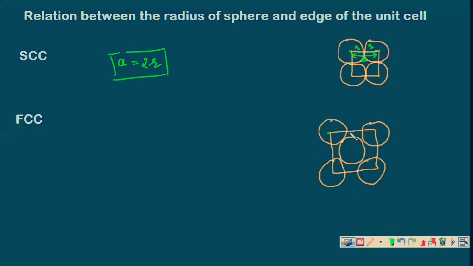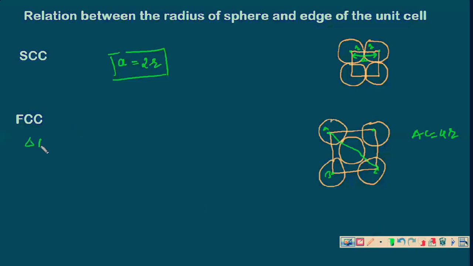Look here. We can make a triangle by joining these two corners. This is A, this is B, this is C. From here we can say AC is equal to 4r. So look at the triangle ABC.